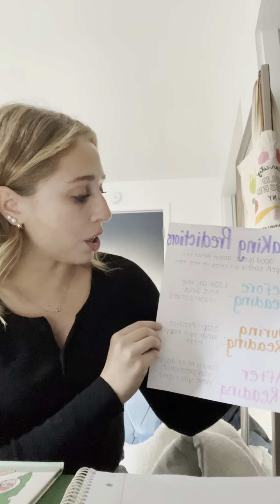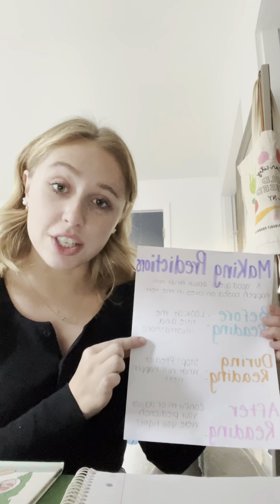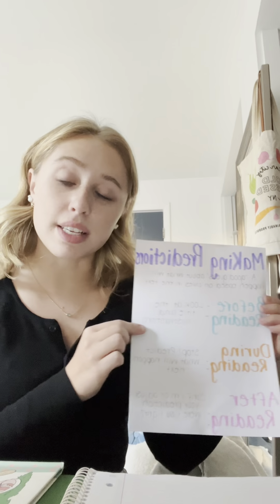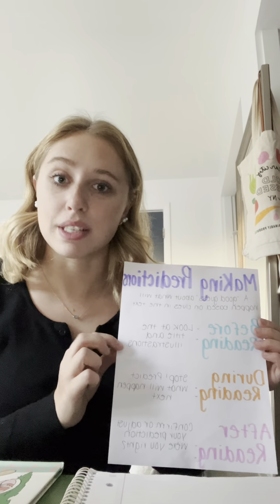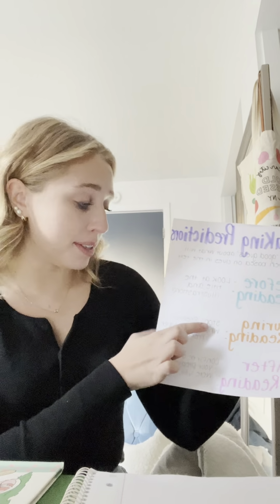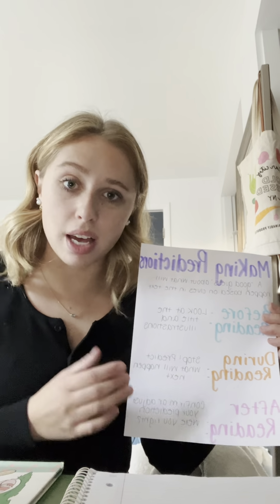So the first thing we're going to do is before we read, we're going to look at the title and the illustrations. This is when we're going to look at those clues that we talked about, okay? We're going to look at the title and the illustrations and see if we can make those good guesses about what we think is going to happen in the book based on those. Then, during reading, we're going to stop sometimes and we're going to make predictions based on events that have happened for how we think the book is going to end.